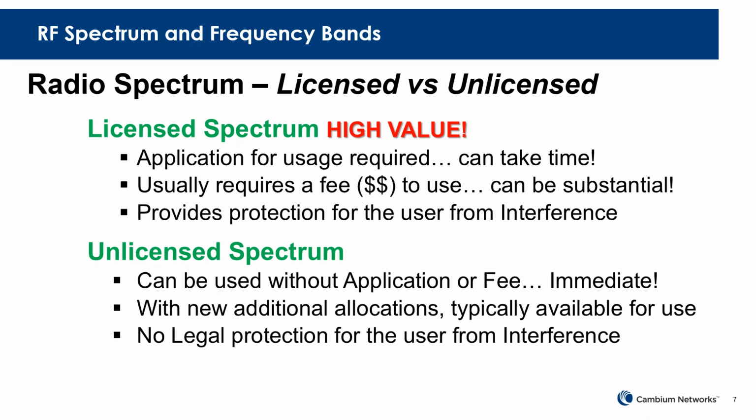The downside, or perhaps one of the downsides, is there's no legal protection for the user from any interference. So if you're doing something in an outdoor scenario and your neighbor's doing something on that same frequency, you have to coordinate on your own. You have to negotiate some things. You don't have any exclusivity of that particular spectrum. All right. So that's certainly something we need to make sure we understand about radio spectrum attributes.